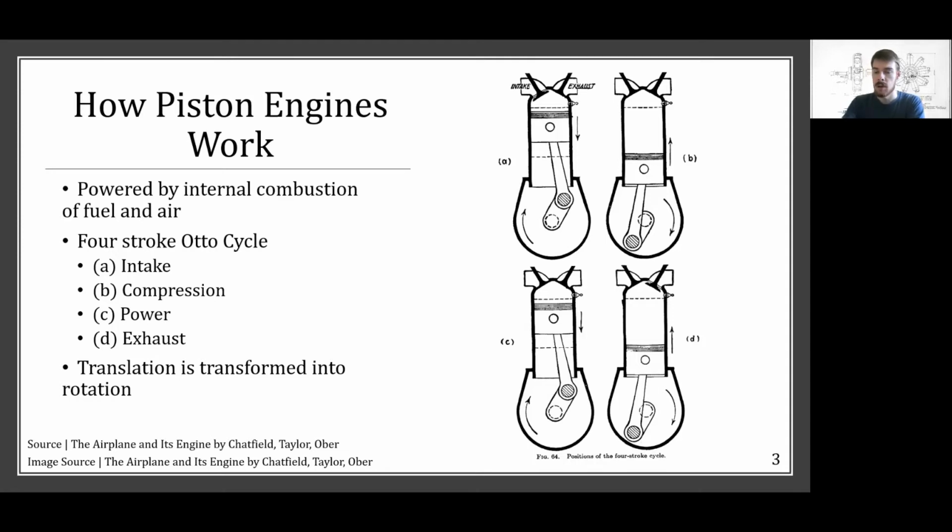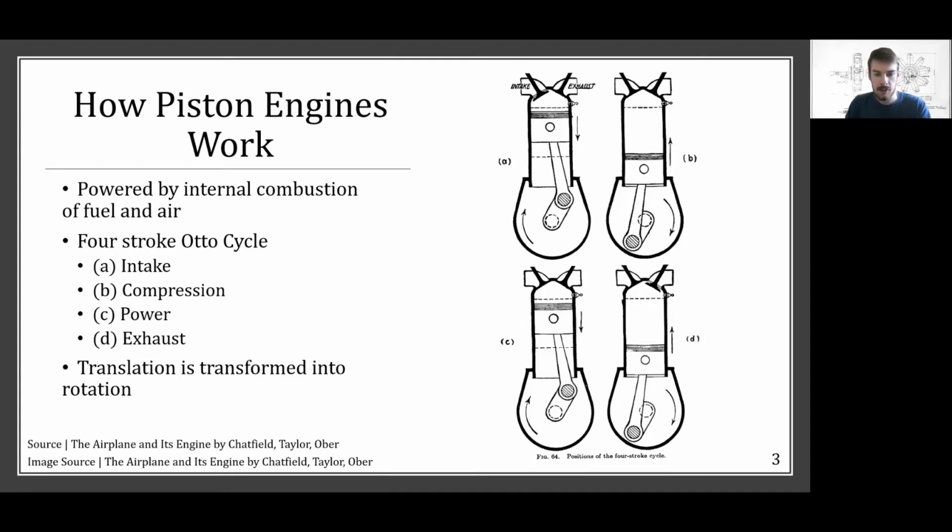Intake stroke pulls air into the cylinder, and the piston moves down. The compression stroke, the piston moves up and compresses the air by reducing its volume. In the power stroke, a spark plug ignites the fuel-air mixture, which pushes the piston down again. And then in the exhaust stroke, the piston moves up, expelling the combustion products out of the cylinder through the exhaust valve and out of the engine through the exhaust manifold.